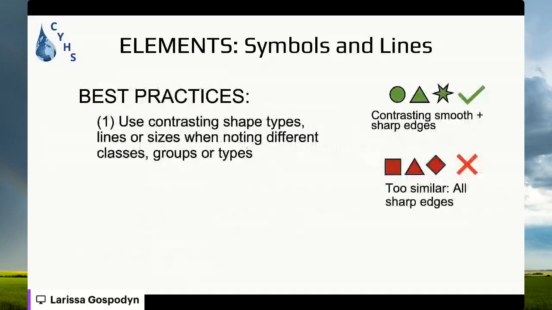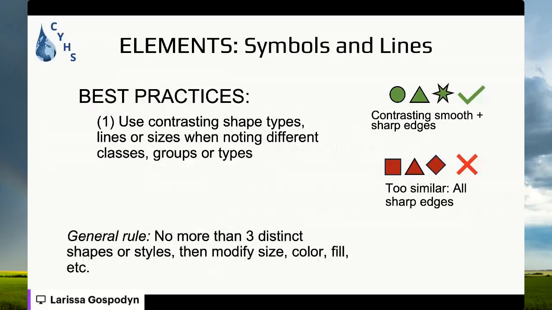Some best practices that we found: using contrasting shape types is obviously more beneficial. The top example is a little small to see, but it uses contrasting shapes, some smooth and some with sharp edges. If you rely on the same type of shape, it's just too similar. When I scoured all of the textbooks, every single one said to use no more than 3 distinct shape types. After that, if you need to add more, modify color, size, or fill, or make it empty with no fill. That was the recommendation that we found.